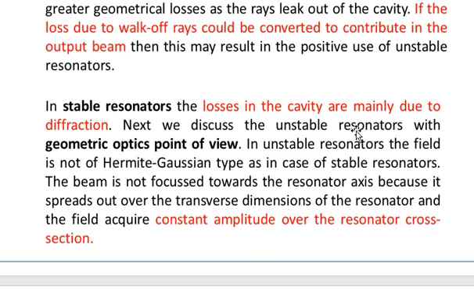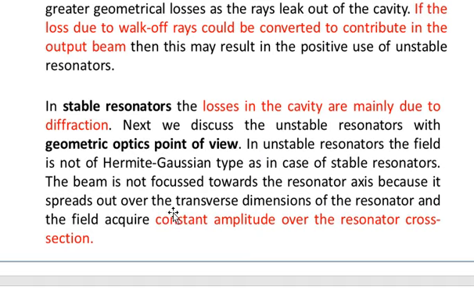Next, we discuss the unstable resonators from the geometric optics point of view. In an unstable resonator, the field is not Hermite-Gaussian type as in the case of stable resonators. This Hermite-Gaussian field is what we have discussed in many of the previous slides. The beam is not focused towards the resonator axis, because it spreads out over the transverse dimensions of the resonator, and the field acquires constant amplitude over the resonator cross section.